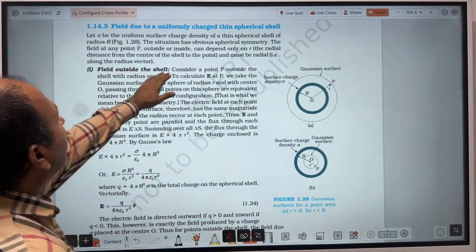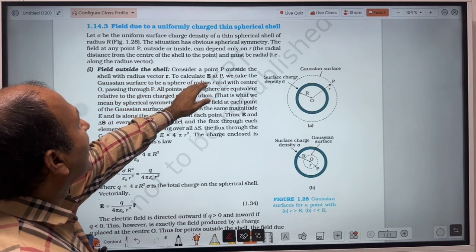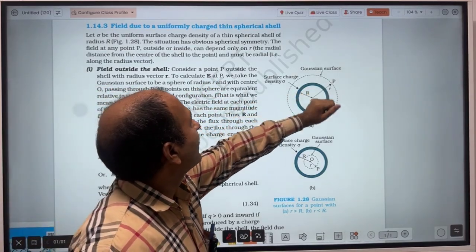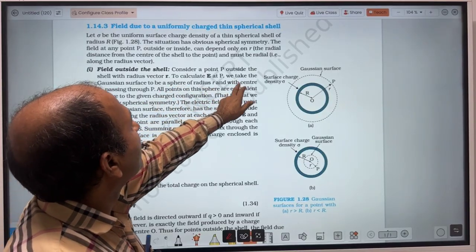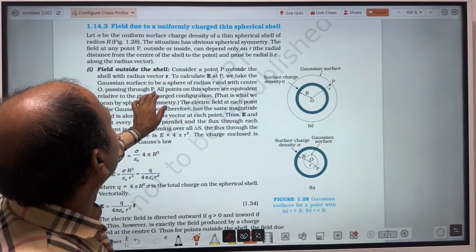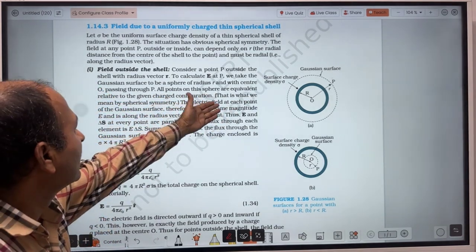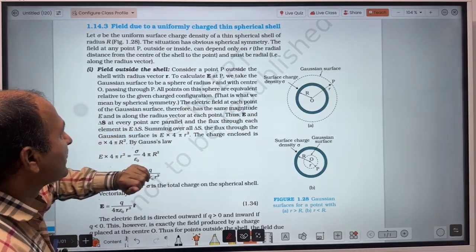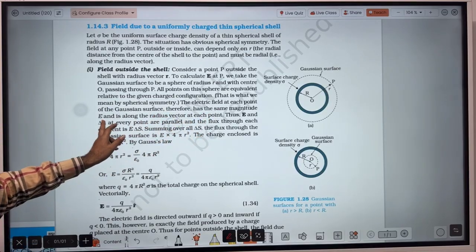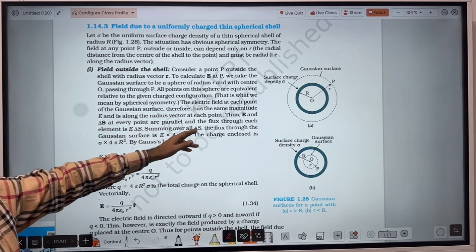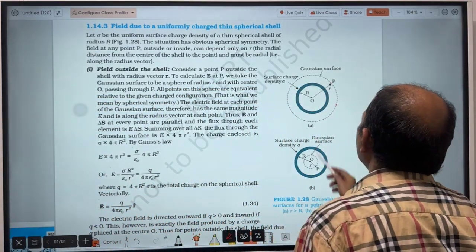So here let's read it. Consider a point P outside the shell with a radius vector r. To calculate E at point P, we take the Gaussian surface to be a sphere of radius r with center O passing through point P. All points on this sphere are equivalent relative to the given charge configuration. This is what we mean by spherical symmetry. The electric field at each point of the Gaussian surface therefore has the same magnitude E and is along the radius vector at each point. It's very obvious. Whether you take this point or this point, the electric field will be directed outward.